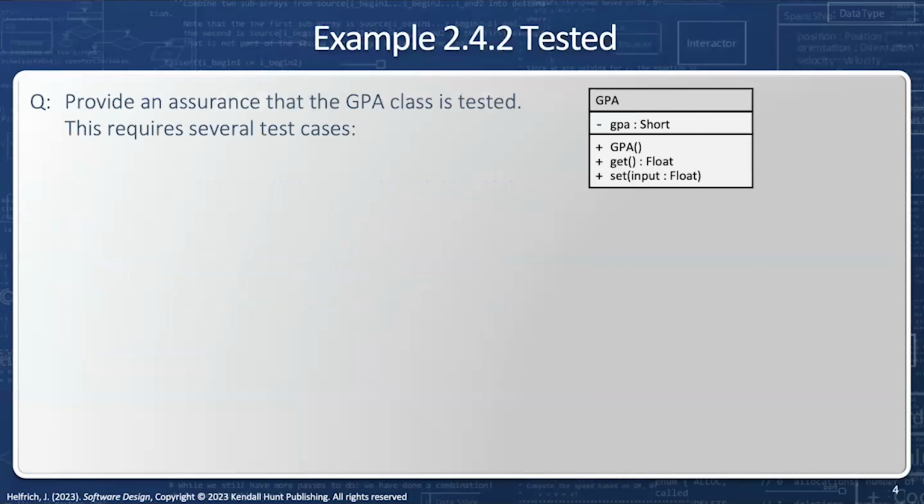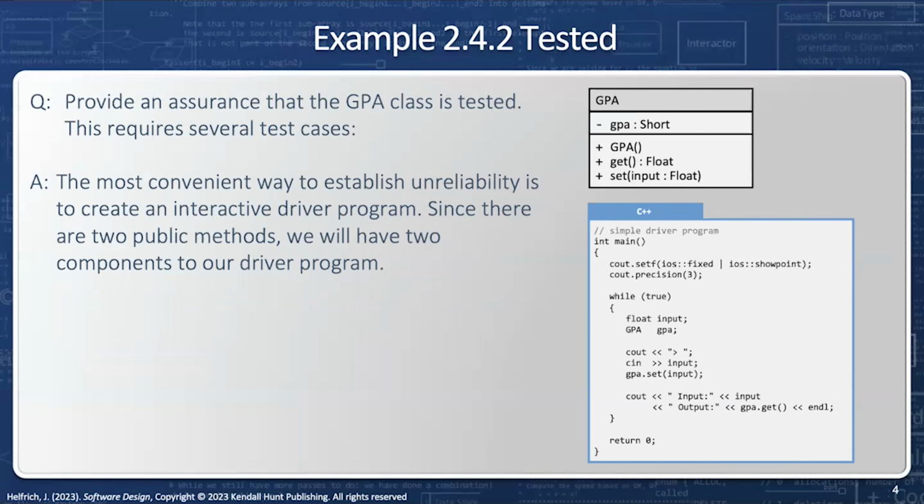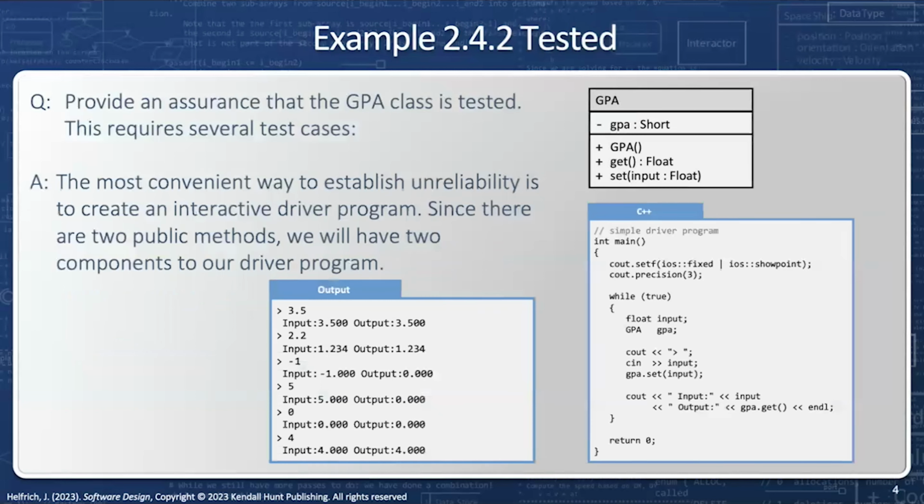Okay, next level is tested. Provide an assurance that the GPA class is tested. So first of all, I'm going to create an ad hoc driver, and I'm going to facilitate running through a whole bunch of test cases, and I'm going to try a couple of these different things. I'm going to say 4.0 and 3.5 and 2.4, and I'm good to go. And so here's a bunch of test cases that I ran through, and it looks good, so I'll have a degree of confidence. Now notice, I have a much higher degree of confidence in this than I had with fragile, but still my testing leaves a lot to be desired.